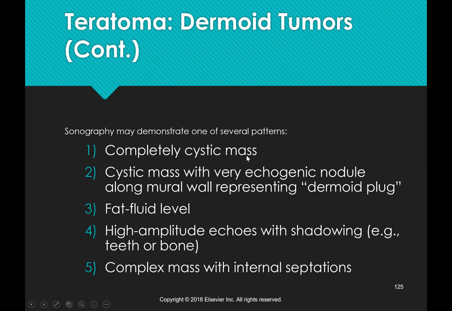So they can demonstrate different patterns. It can be completely cystic. It can be a cystic mass with a very echogenic nodule, which I've seen, those with the dermoid plug. I want you to know that. There can be a fat fluid level, which is going to be hypoechoic and then cystic. The one that I really see most of the time that is really difficult to see is the high amplitude echoes with shadowing. Like the tip of the iceberg sign is what we call it. And that's just the teeth or bone hanging out in that mass. No big deal. Other than that, it could be a complex mass with internal septations.